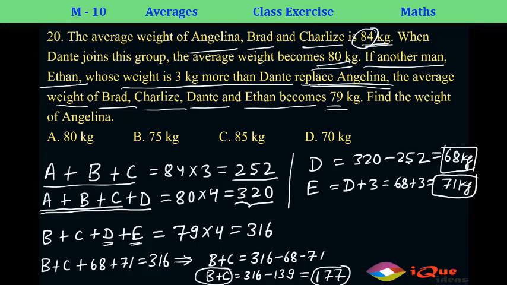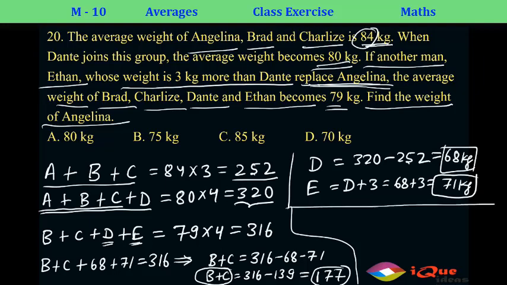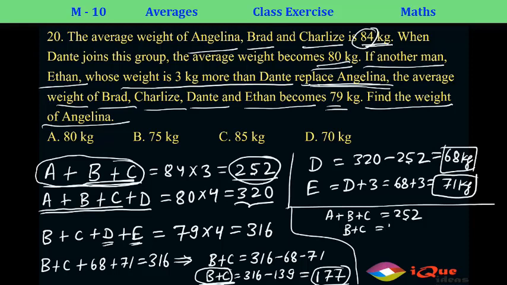Alright. Now what is the question asking? The question is asking, find the weight of Angelina. Perfect. Right. Now what do we need to do here? Look at this very carefully. We have Angelina, Brad and Charlize, ABC as 252. And in this, we have already calculated B and C together, that is 177. So I'll write it again here: A plus B plus C is equal to 252 and B plus C is equal to 177. That means Angelina's weight will be straight away 252 minus 177, which is equal to 75 kg. Alright, so the answer of this question is B option, 75 kg.